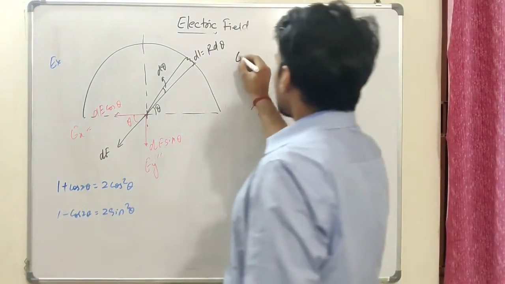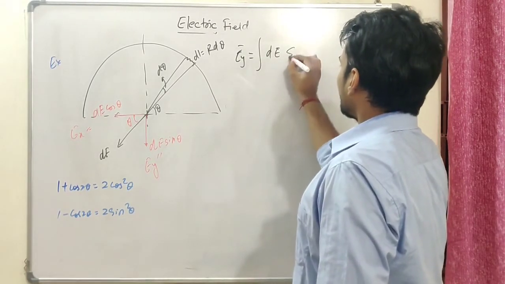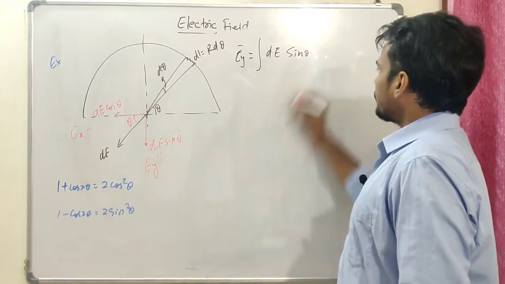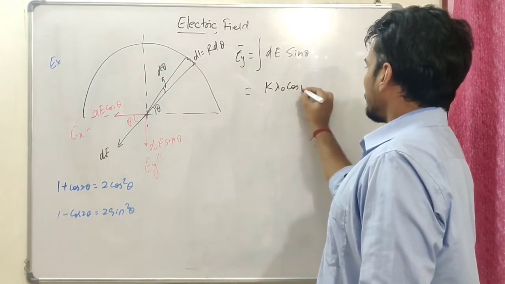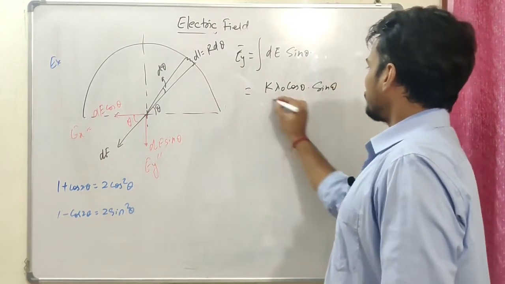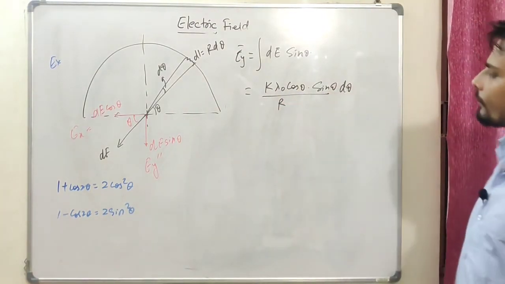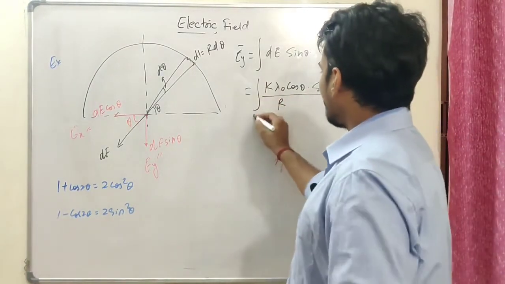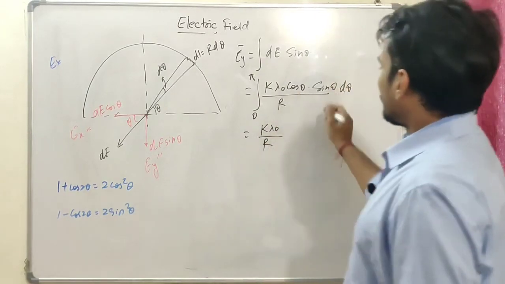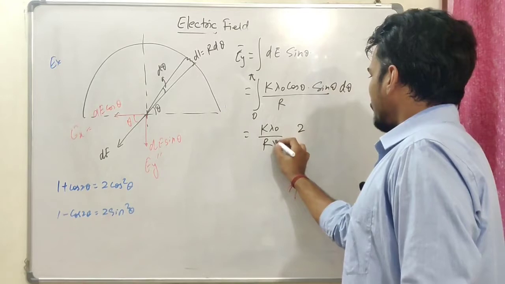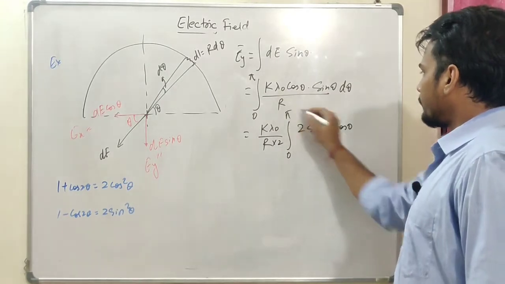So Ey should be how much? Integration of dE sine theta, I'm writing right away. Okay, dE should be how much? k lambda naught cos theta into sine theta over r d theta. Fair enough. Integrate that. The limit should be 0 to pi again. I'm going to have k lambda naught over r here. If I multiply up and down by 2, I'm going to have sine theta into cos theta, 0 to pi, d theta.